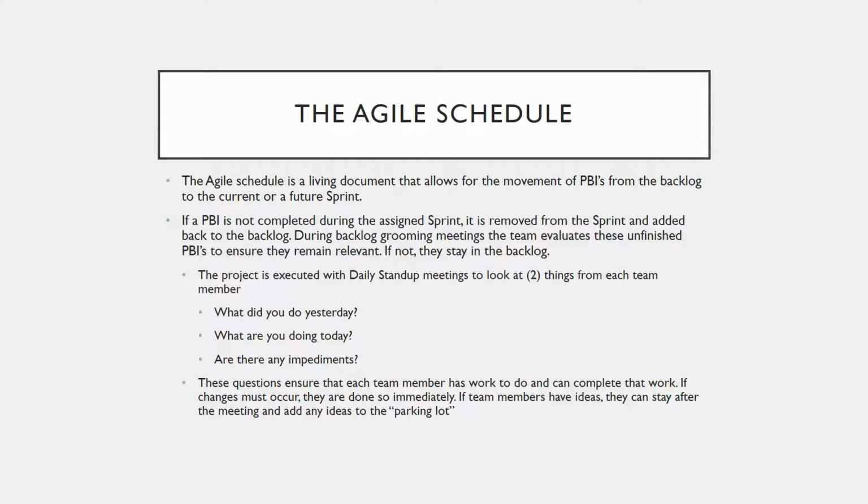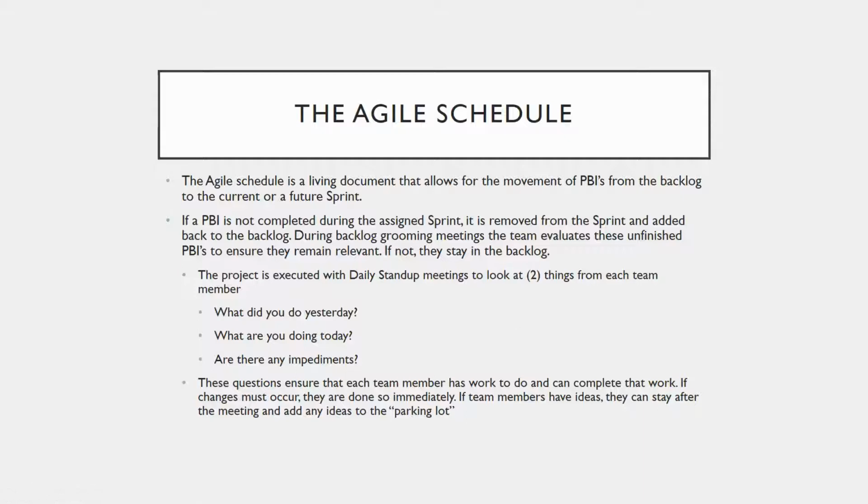So the project is executed with daily stand-up meetings to look at 3 things from each member. I wrote 2 here, that's a mistake. It's 3 things. What did you do yesterday? What are you going to do today? And are there any impediments? So this is a pretty standard thing. The 3 questions get asked to every team member, go around the room, make sure that everybody can stay on track with what it is that they're assigned. If they don't have anything to do today, guess what? Now you get a new user story to do today. This is the vehicle to provide that work for those resources. So the questions ensure that they have work to do and that they can complete the work. If we have to make changes, we make changes.